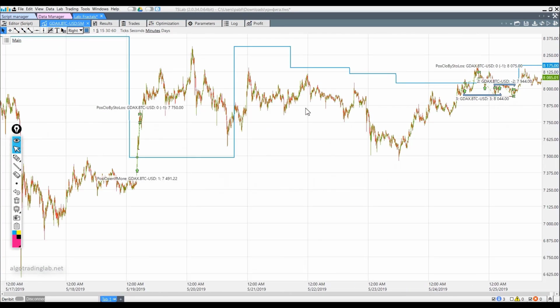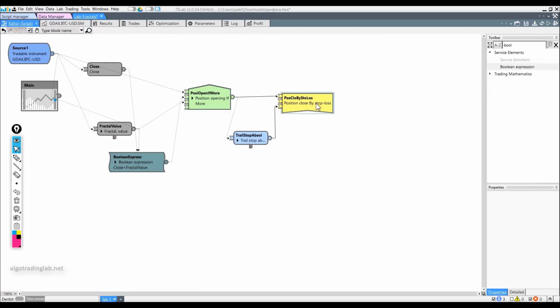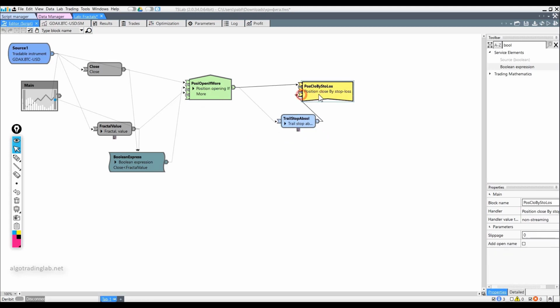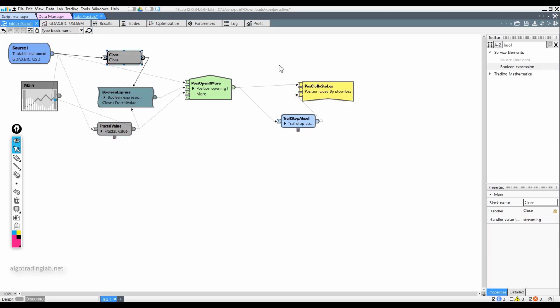Re-entries at the same level. Let's solve this problem. We want to enter the position once, and if we get stopped out, we do not want to re-enter again at the same signal. To do this, we need to remember the entry price at which we opened the previous position. We will then compare the entry price to the current fractal price. If the prices match, the position is not going to be open. Let's try to do it.